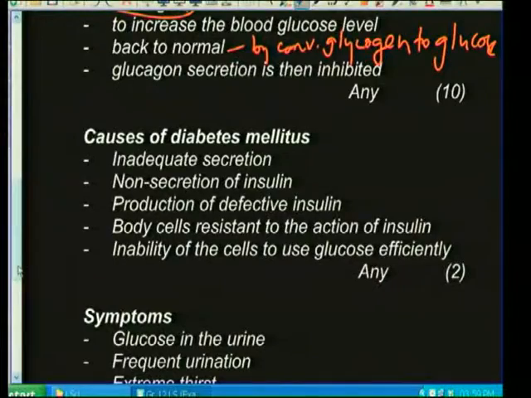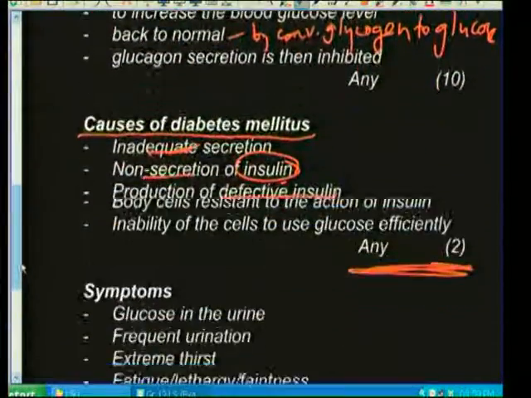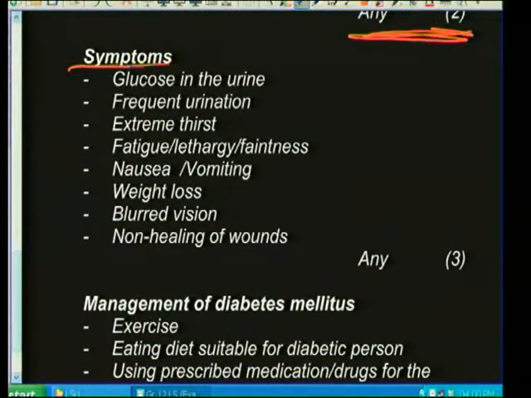Now, the next part, the causes of diabetes mellitus. First of all, inadequate secretion or non-secretion of insulin, or production of defective insulin. These are all causes. Body cells resistant to the action of insulin. So that's another problem. Or the inability of cells to use glucose efficiently. That means you have glucose, you're not using it properly, therefore there's too much glucose. So notice there's any two given there. The main marks were given for the negative feedback mechanism. 10 marks.